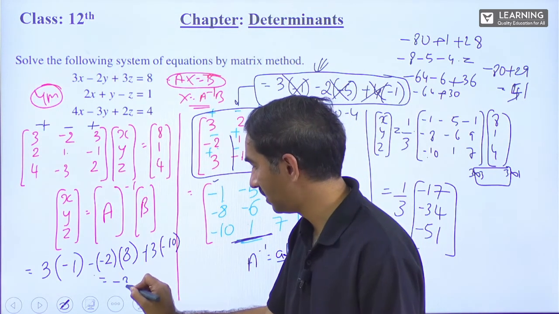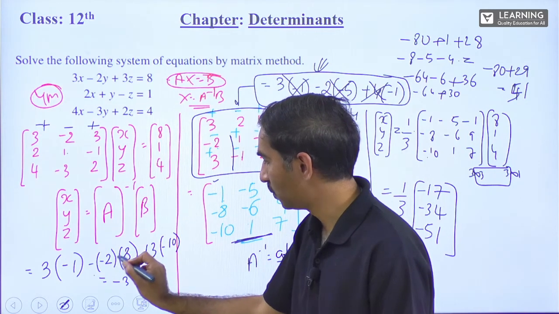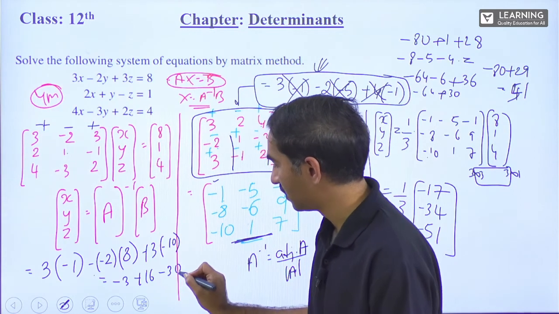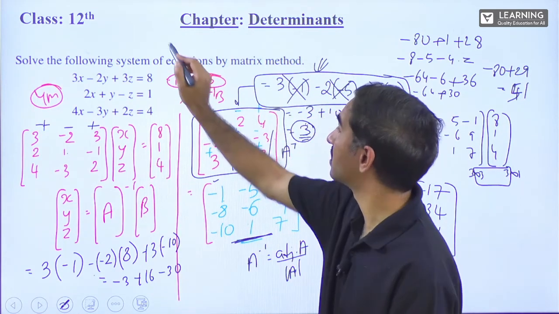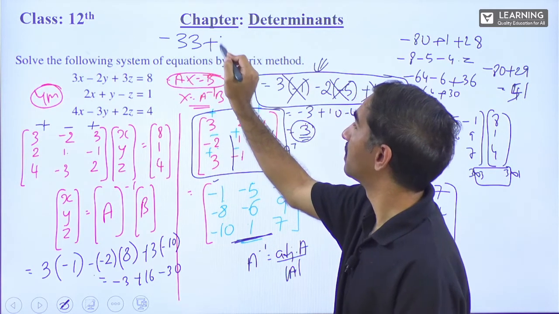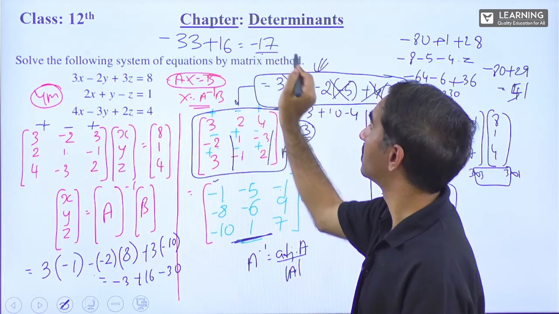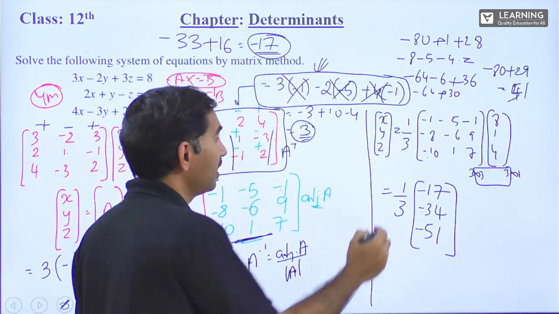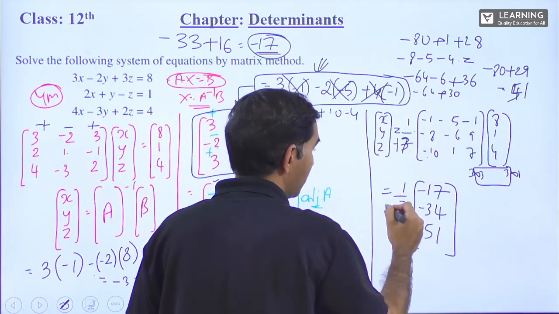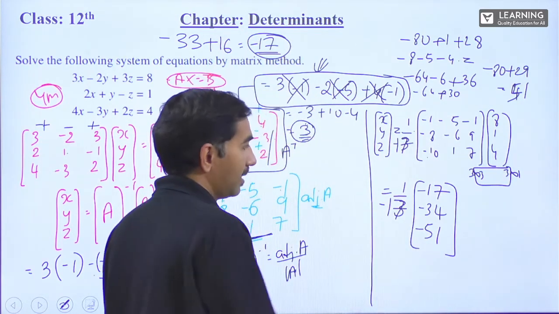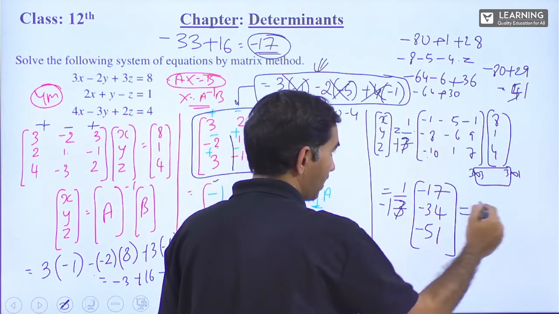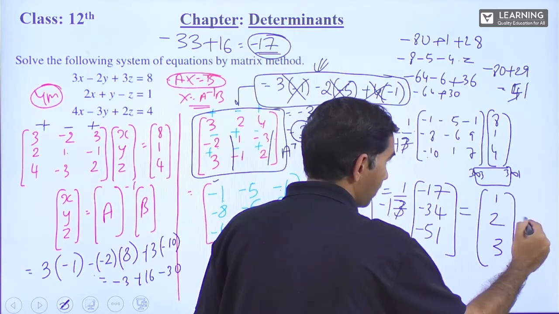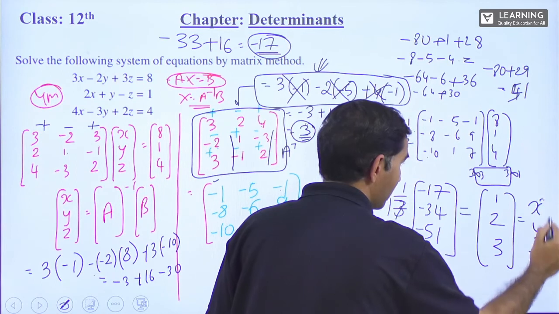So that is minus 3, minus into minus is plus, 2 into 8 is 16, so plus 16, and this will become minus 30. So directly what we have, minus 33 plus 16, students. Minus 33 plus 16 is equal to minus 17. So minus 17 is our value of our determinant. So here you have to write minus 17. Now multiply this inside, what will you be getting? 17, 17 2s are 34, 17 3s are 51. So therefore these are the values of x, y and z.